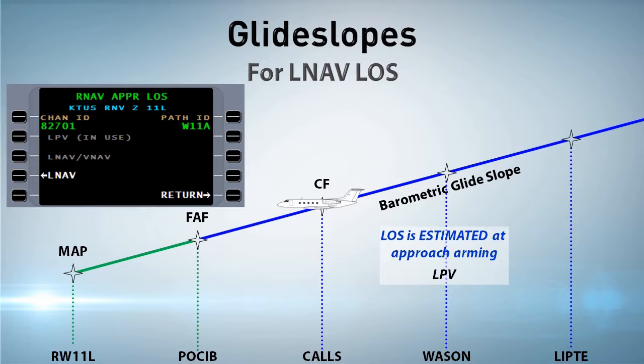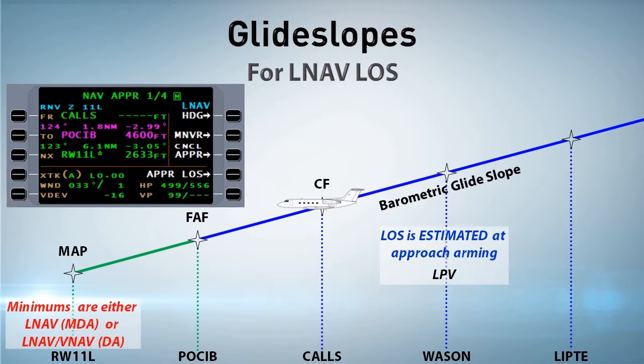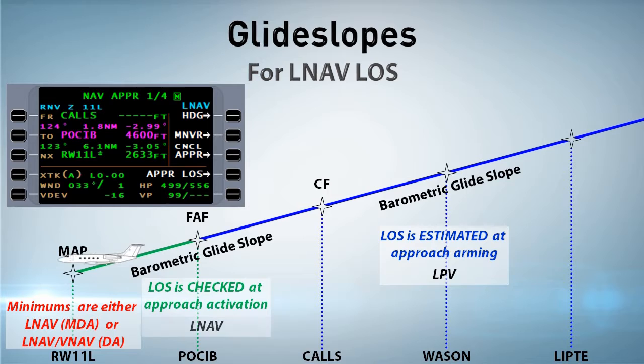Everything is good just like before. We select LNAV and press return. What do we use for minimums? You do not have to have an SBAS glide slope to go down to LNAV/VNAV minimums. An SBAS glide slope is only required for an LPV approach. As a result, we can continue on down as long as we have the barometric glide slope.